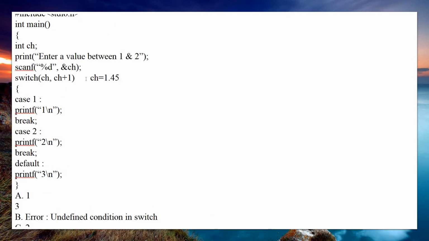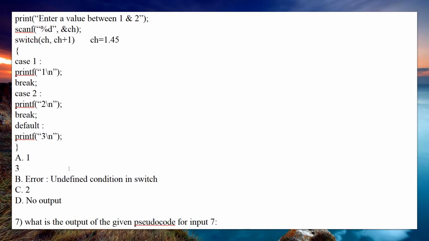Here you can see ch comma ch plus 1, but it is a floating point value. In the cases you can observe 1, 2 as well as default. It will not execute default or 1, 2, because here the case number itself is different. We are passing a floating point value, and here it gives an error. It gives an error because the switch takes floating point parameters and we do not have any floating point in the cases. So the answer is B, which gives an error in the code.